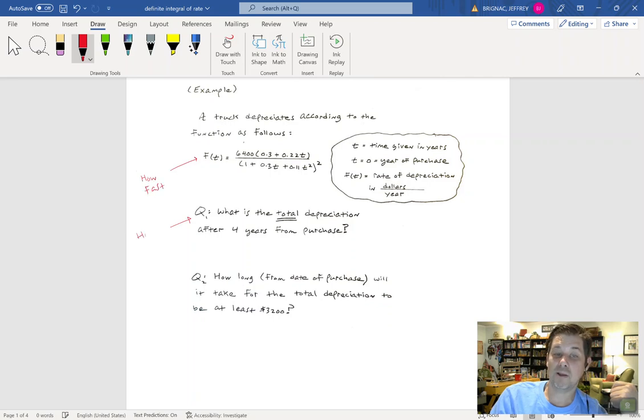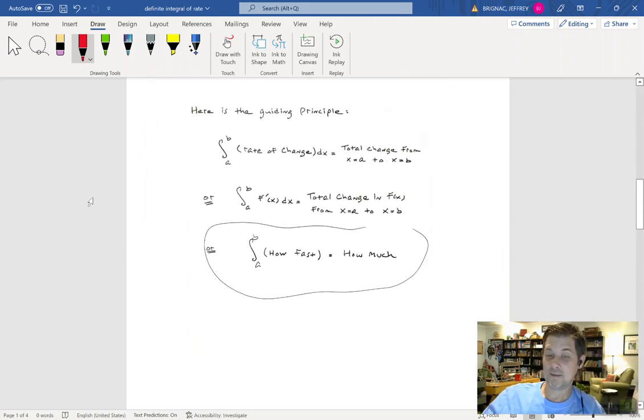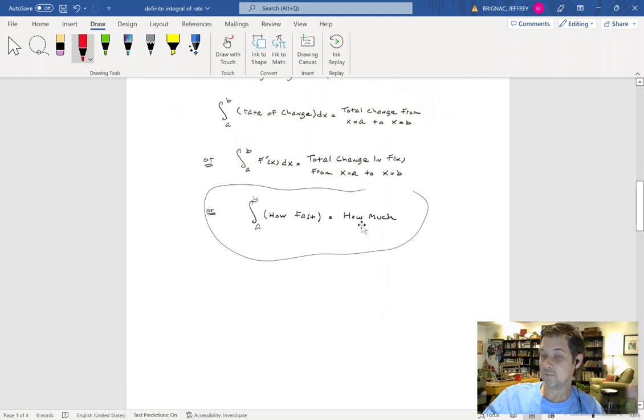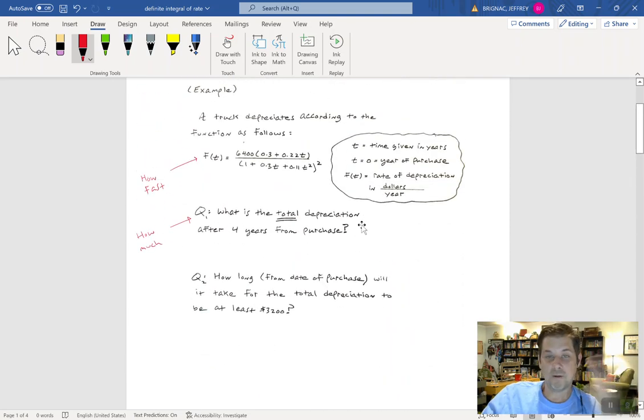Okay, and what I want is how much. All right, but luckily I've got this idea that the definite integral of how fast will tell you how much. So sure, all I have to do is calculate the definite integral of this function to figure out what the total change is, the total depreciation, okay?